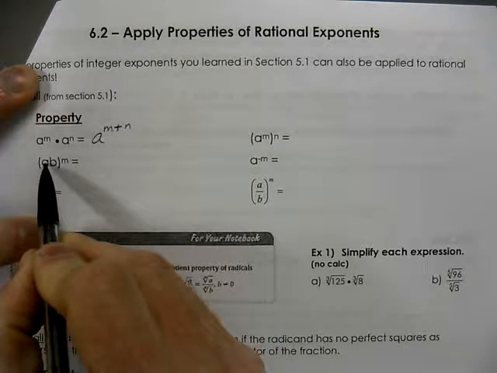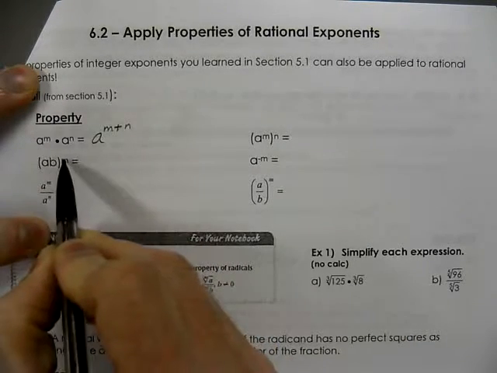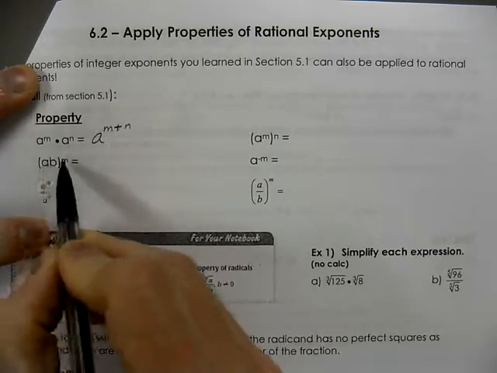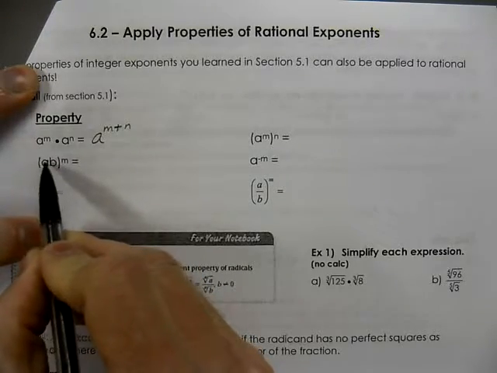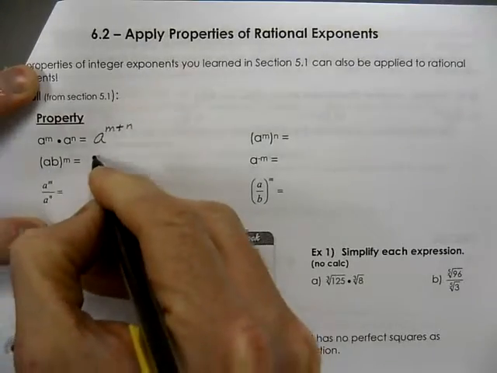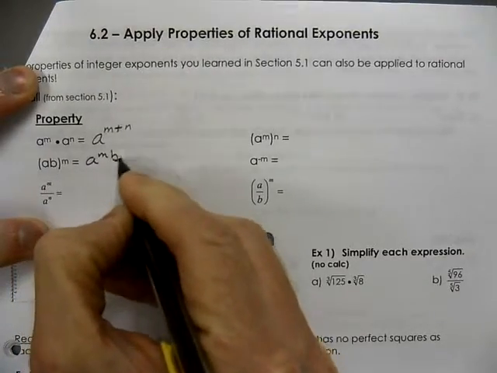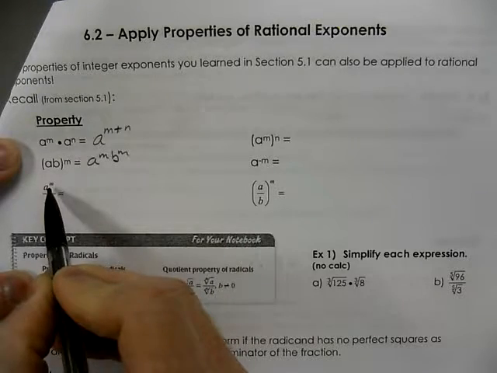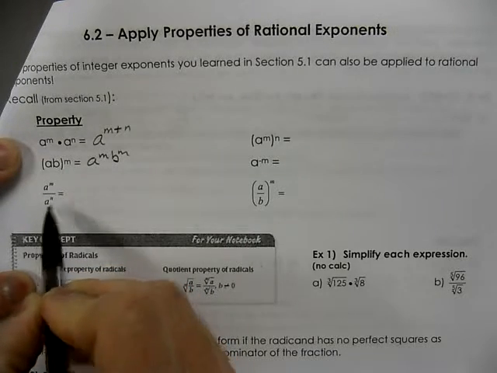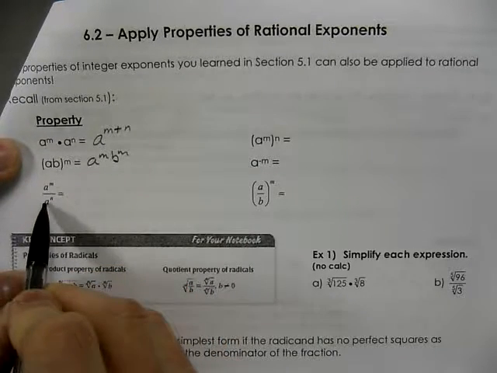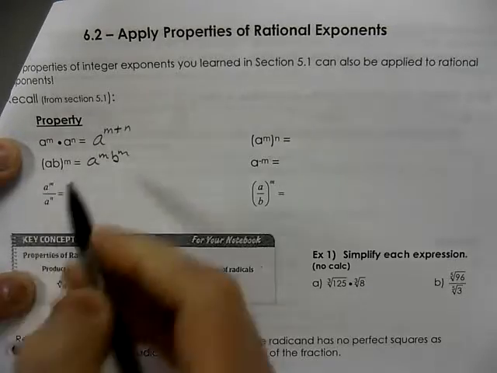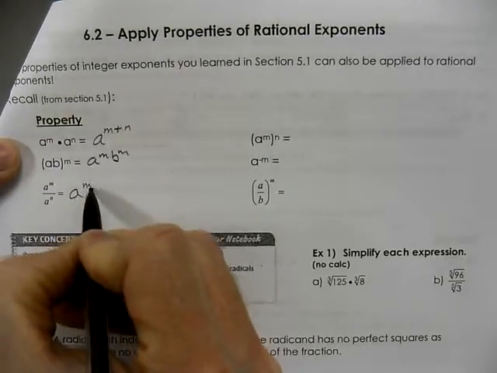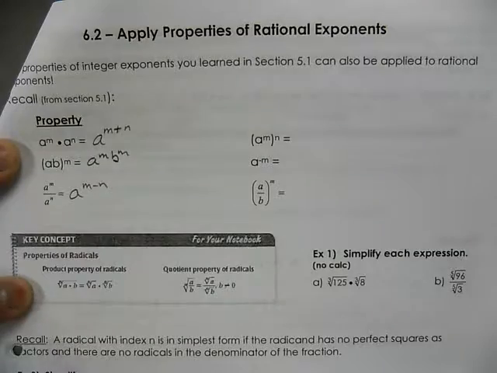Here, when you're raising a monomial to a power, you can distribute it in because there's no plus or minus in between your variables. In this case here, when the bases are the same, you would subtract exponents.